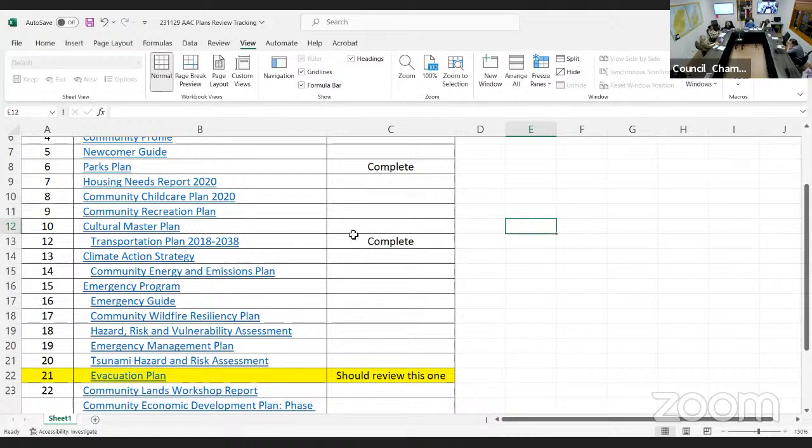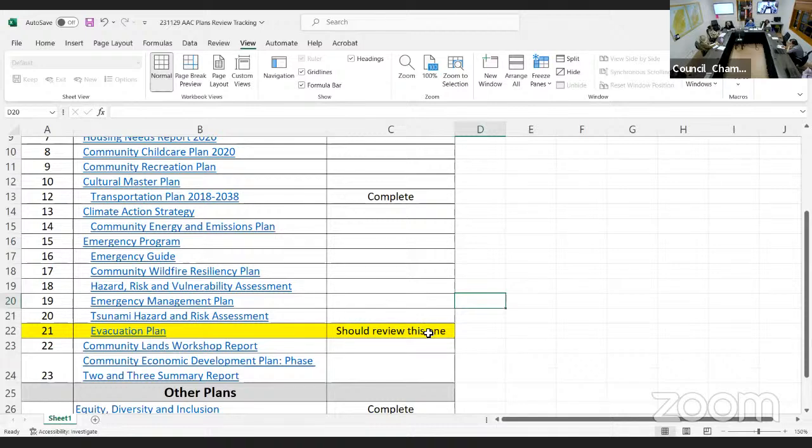So we've identified the evacuation plan as being one to review. Would anyone else like to look at something? Does anybody have anything leaping out at them right now?